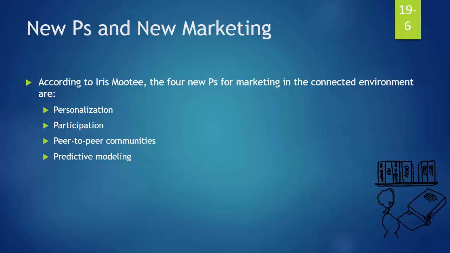There's also participation, there's peer-to-peer communities, and there's predictive modeling. Again, the predictive modeling is with the data analytics. The peer-to-peer communities wouldn't exist without the internet. And so now we have different communities, people that are in groups, in networks that relate to each other.